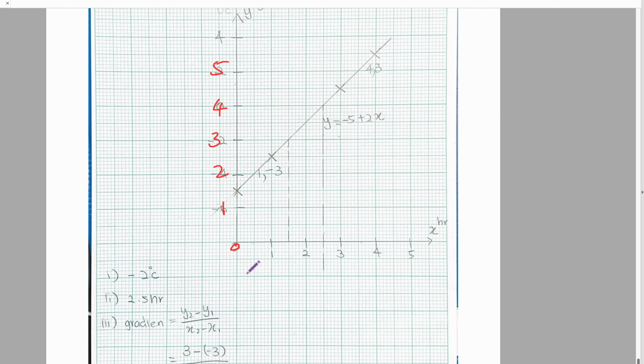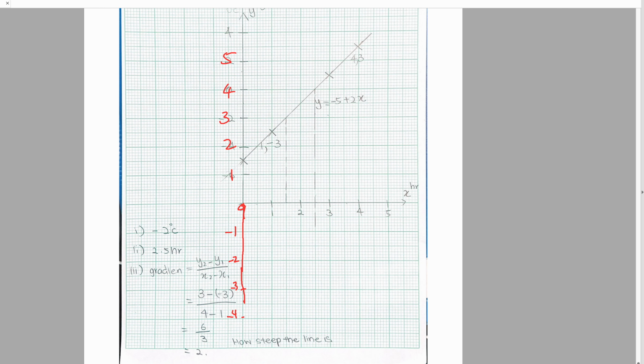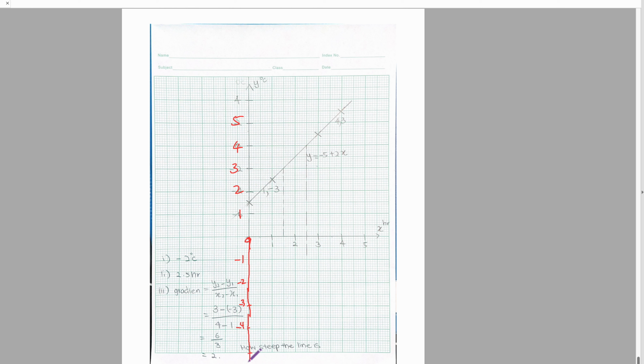And then if you want to represent the negative side, it has to be below. -1, -2, -3, -4, and of course continue, and -5. And if you want to represent the negative part of x, it has to be here. But of course, in this case, you might not need to do this. Okay? You understand or not?